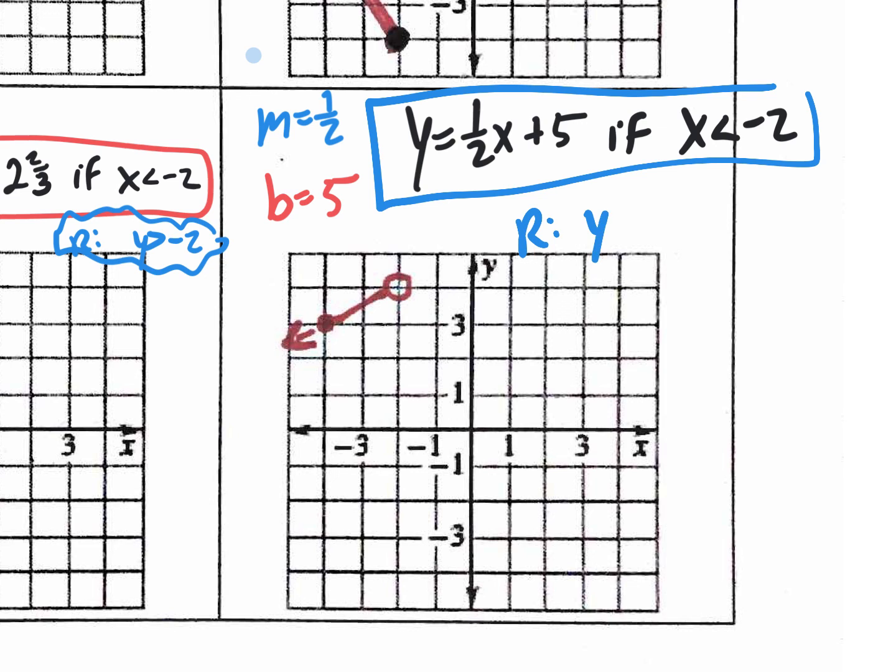Now for the range, we're going to put y is, why did I say y equals? Is it above a certain value? Is it below a certain value? Now, if it were going up and down forever, you would say y equals all real numbers. It's below a certain value, so we're going to say less than. What is that y value? 4.